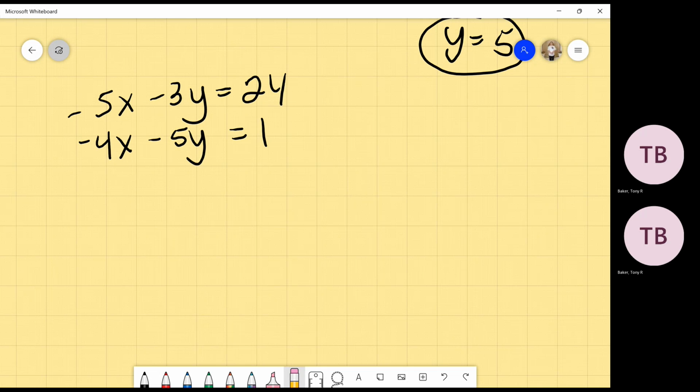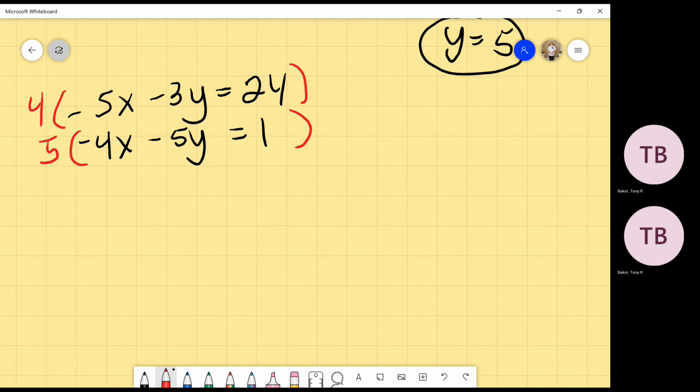So at this point, you can technically choose your number. If you have a number that's easy to work with, use that one. In this problem, I really don't have one number that's easier than the other, so it doesn't actually matter. So which letter do you want to get rid of, the x or the y? All right, so all we're going to do is take the first equation and multiply by 4, and my second equation, I'm going to multiply by 5.